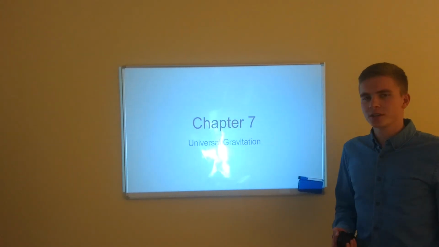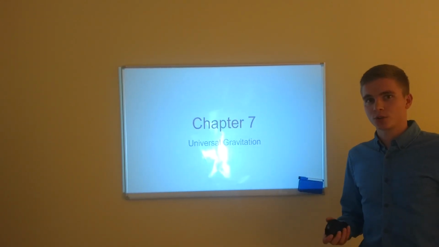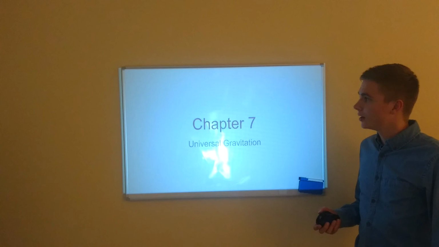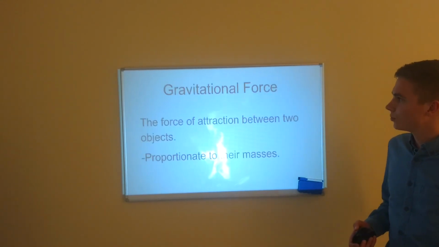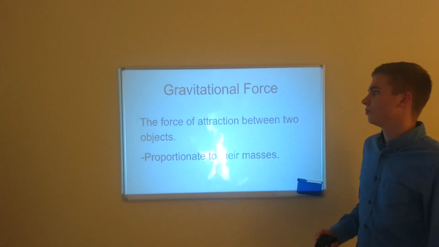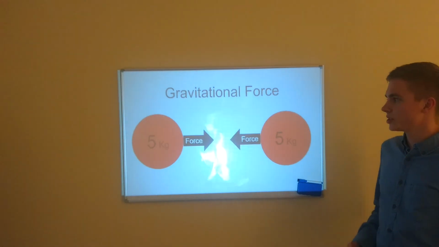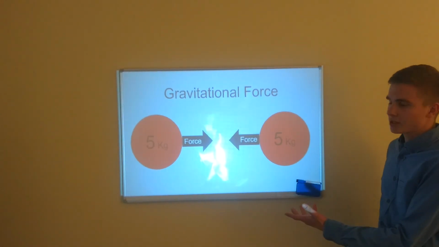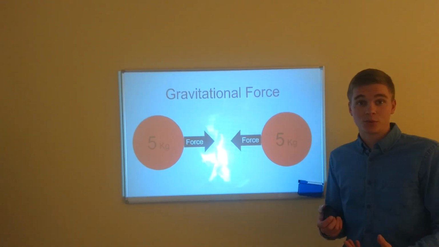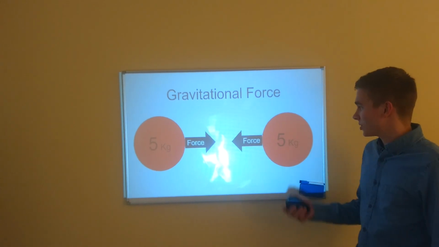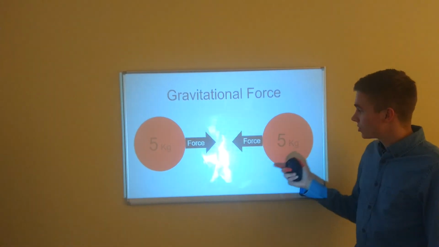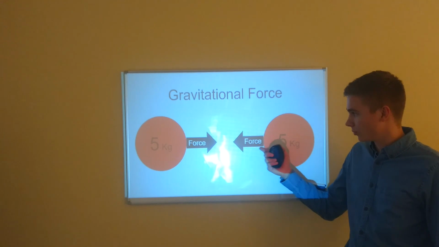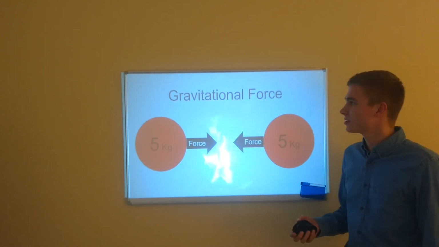We're going to continue our studies in Chapter 7, which is generally on universal gravitation. Last class, we talked about gravitational force. Basically, what we said was objects that have mass are attracted to each other. We can see here we've got two spheres, they have some sort of mass, and we can see that there's a force on those objects.